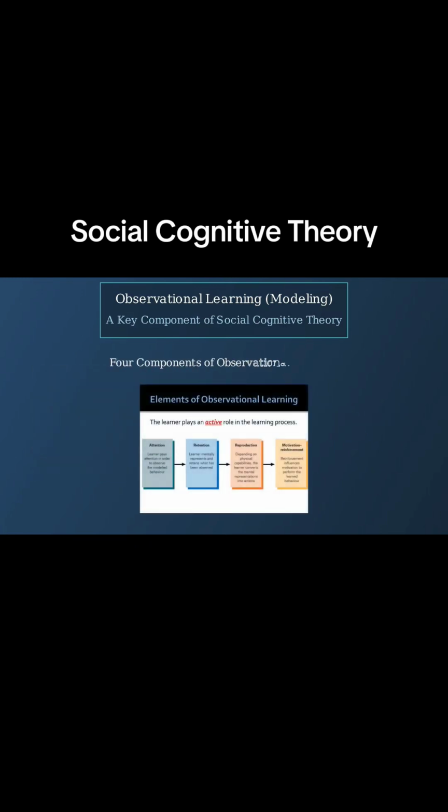According to Bandura, effective observational learning requires four essential components. First, we need attention. We must focus on and notice the behavior being modeled. Second, retention is crucial. We must remember what we observe to reproduce it later. Third, reproduction means having the physical ability to perform the observed behavior. Finally, motivation reinforcement. We need incentives or reasons to demonstrate what we've learned.